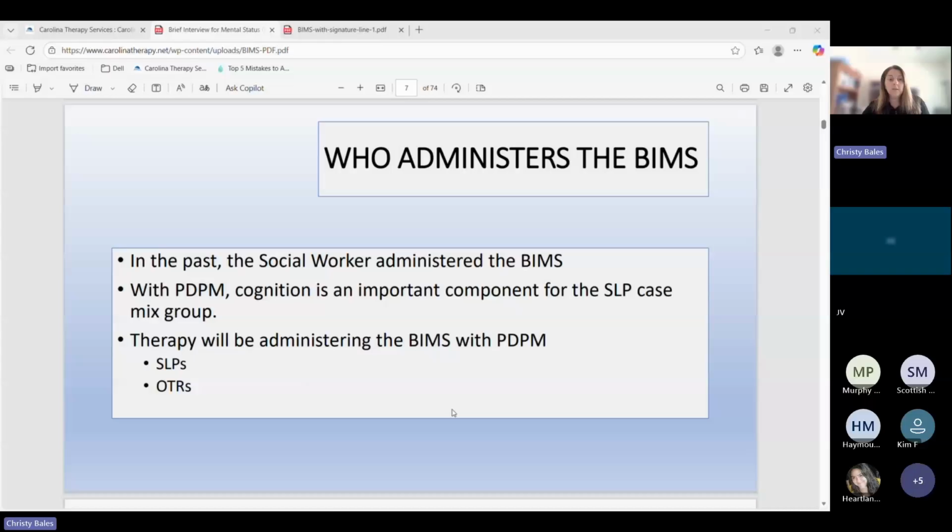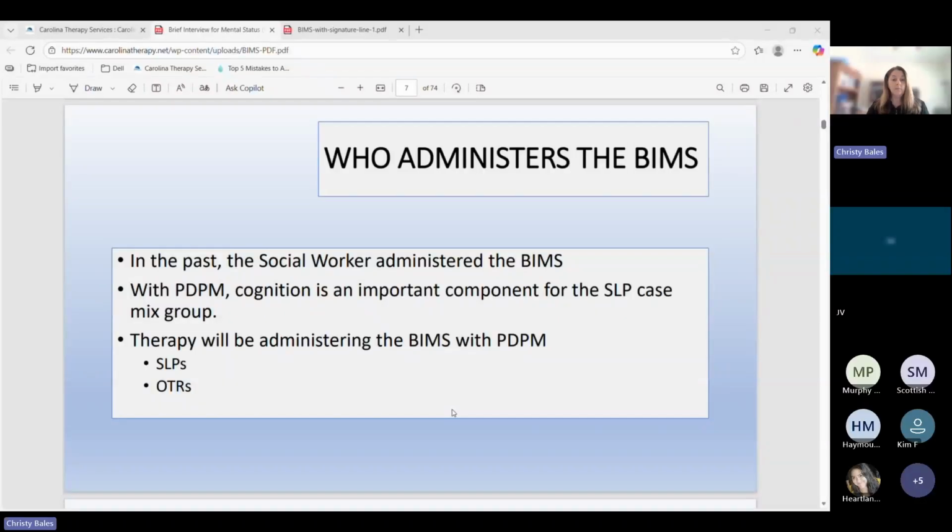All right, who administers the BIMS? Anybody can do this test, but mostly it's been social workers in the facilities. And then when PDPM started, of course, they wanted us to do it, speech or OT, because we do great at standardized assessments. That is what we do, sometimes to the detriment of this test, because it doesn't make as much sense as a different standardized assessment would.